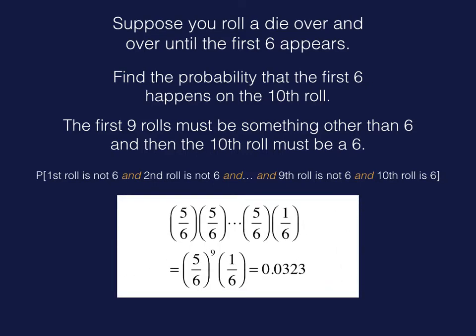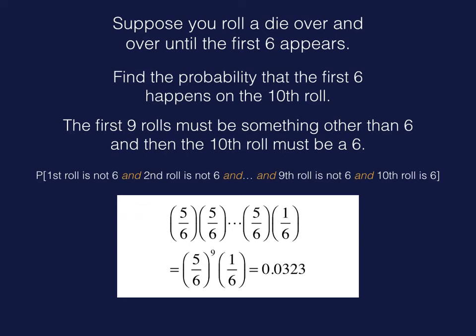And I multiply those probabilities together. It's going to be not 6, not 6, not 6 over and over, followed by finally a 6 with a probability of 1 in 6. I have to get not 6 9 times in a row, and then the 10th roll is a 6, and that is the probability 0.0323. It's got about a 3% chance of happening.